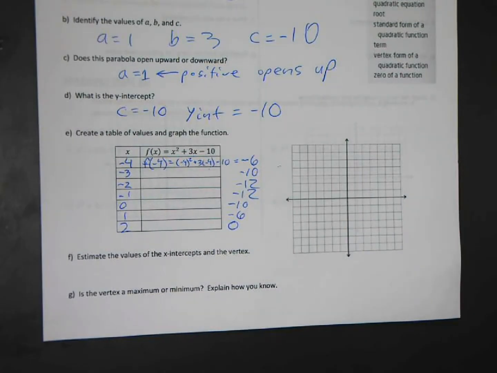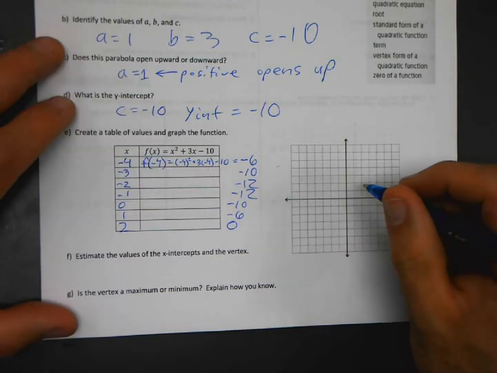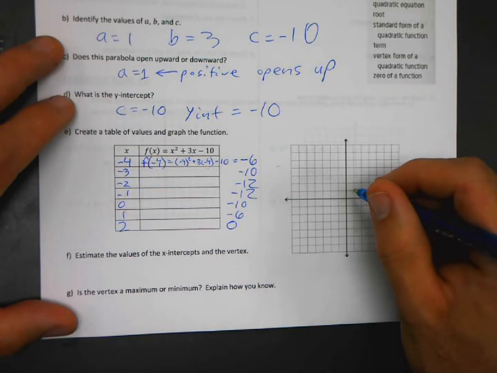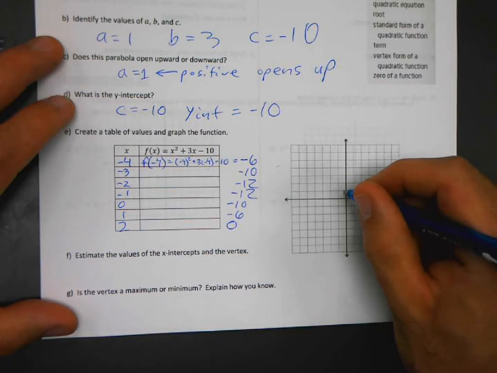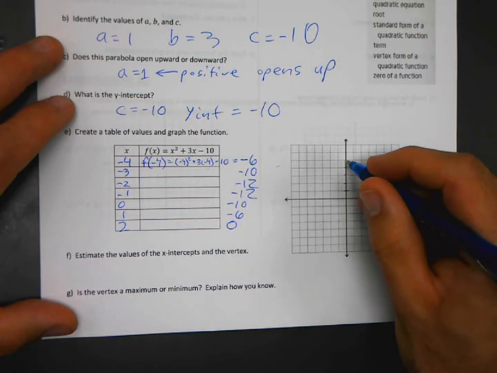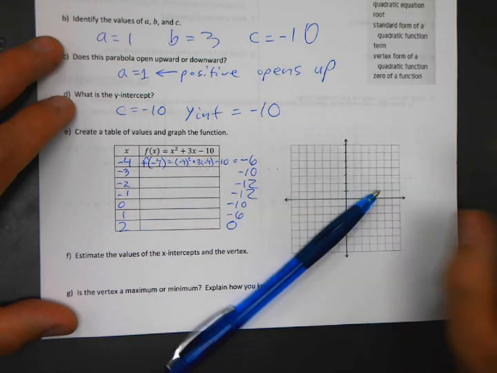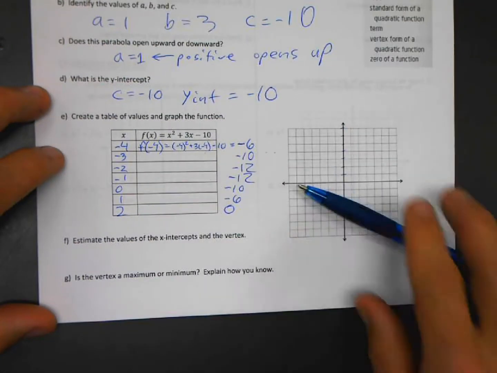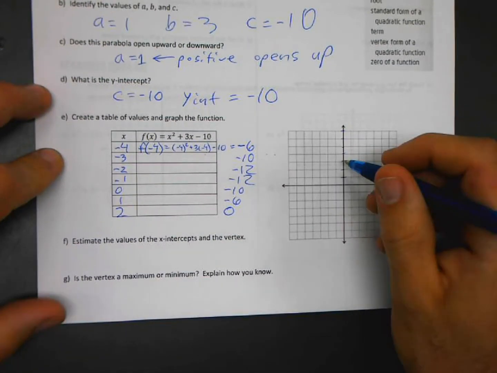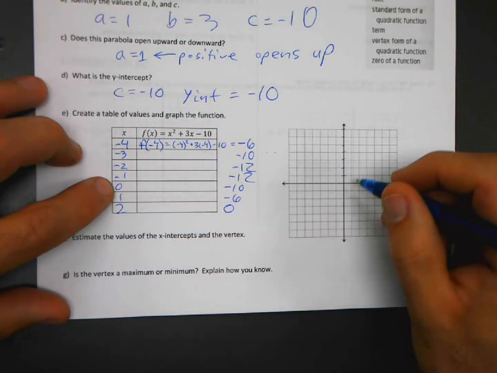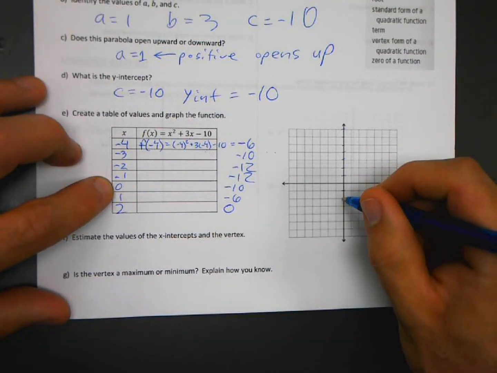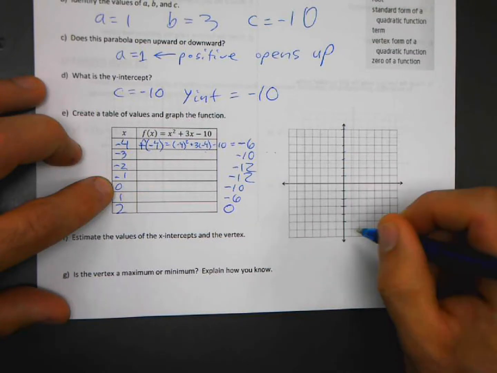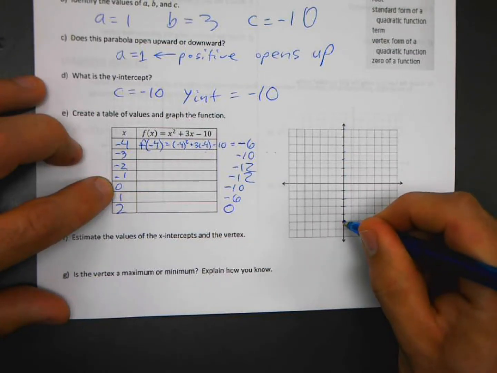Alright, so now they want us to graph this. So we're going to have to go by twos. 2, 4, 6, 8, 10, 12. So, guys, we're going to graph this. Let's start at 0 and negative 10. 2, 4, 6, 8, 10. There's our y-intercept at 0 and negative 10.